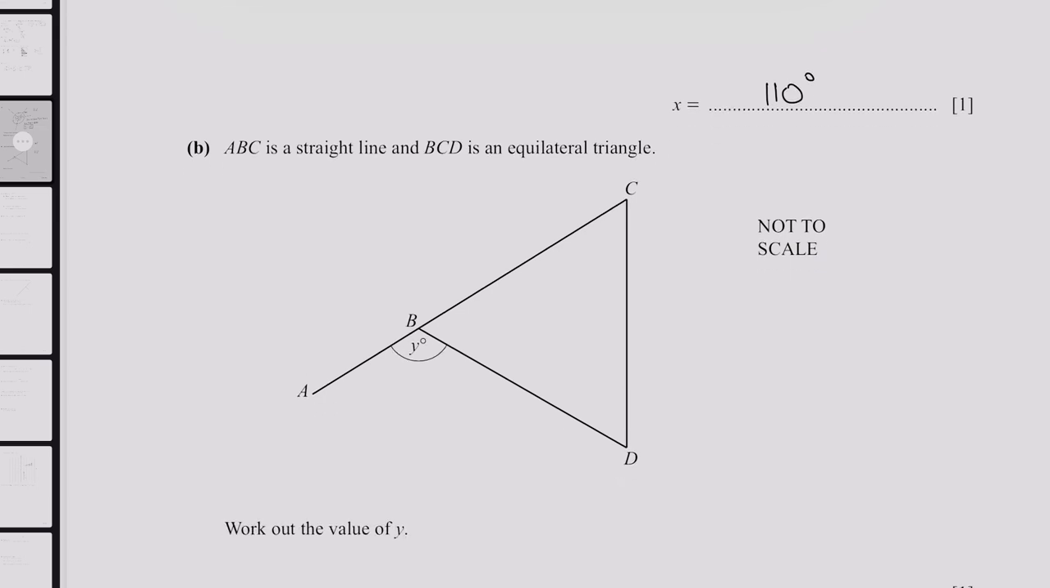Okay, ABC is a straight line and BCD is an equilateral triangle. Equilateral means that all the angles of BCD would be 60 degrees. Right? So a line is basically 180 degrees. So 180 equals 60 plus y. So y equals 120 degrees.